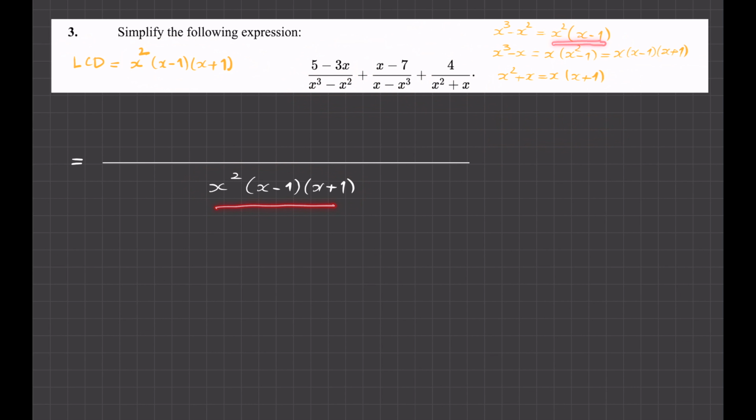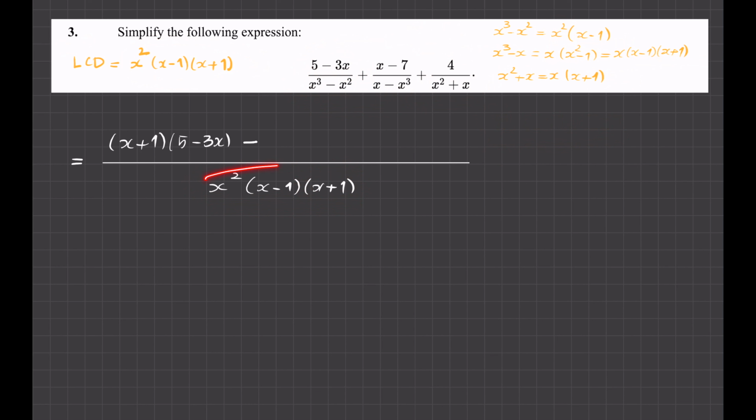You see that x plus 1 is the extra factor, because this expression has x squared, this expression has x minus 1, but this expression does not have x plus 1, so x plus 1 is the extra factor. That extra factor should be multiplied by the numerator of the first expression, so it becomes x plus 1 times 5 minus 3x. But in the original problem it was plus, but because of this change, I know that now this should be negative.